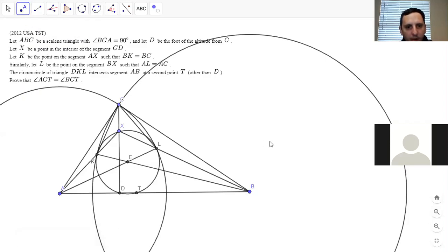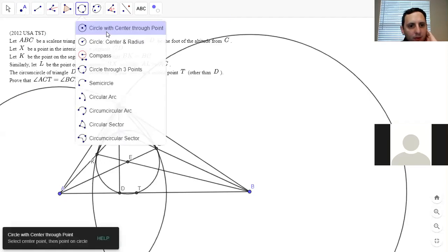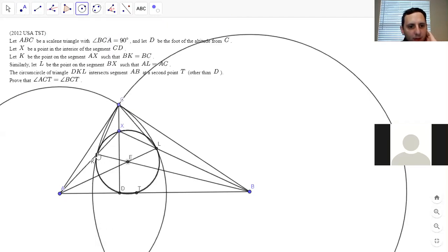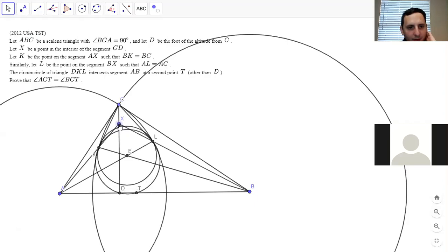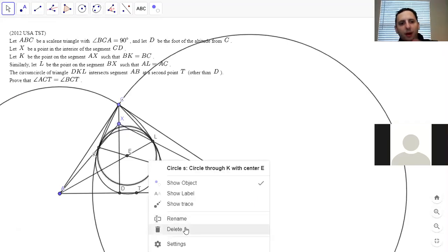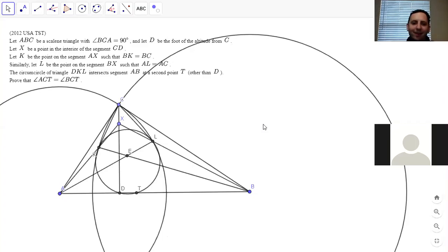So it looks like, in the IMO, they asked EK equals EL. BK is equal to EK, EK is equal to EL. So maybe E is the center of that circle. No, it's not. It almost looks like it. So in the IMO, EK is equal to EL. Okay, yeah, so from the IMO problem, EK is equal to EL. No, I don't think it is from the IMO.